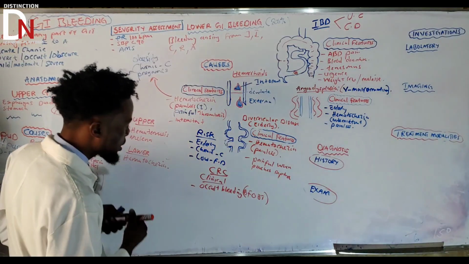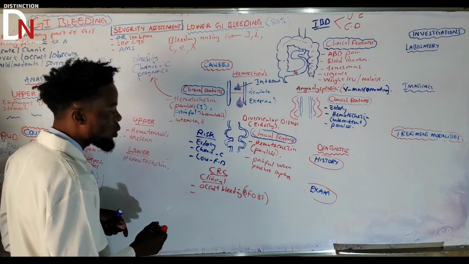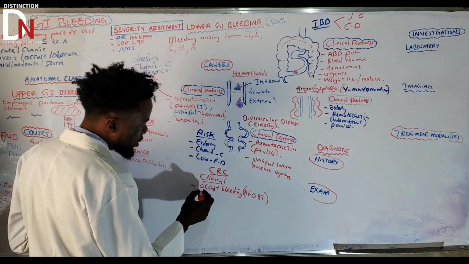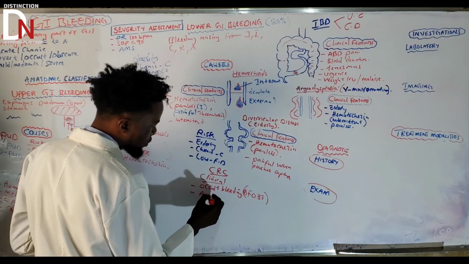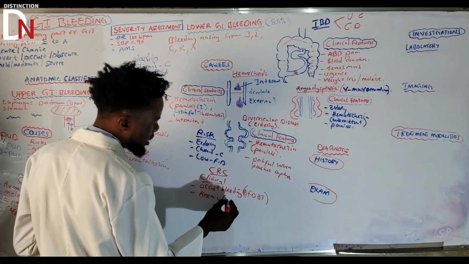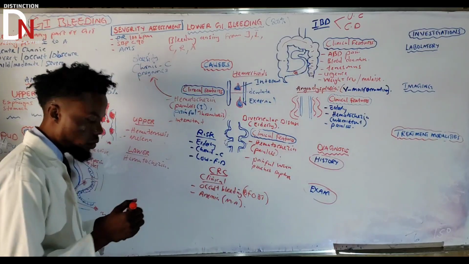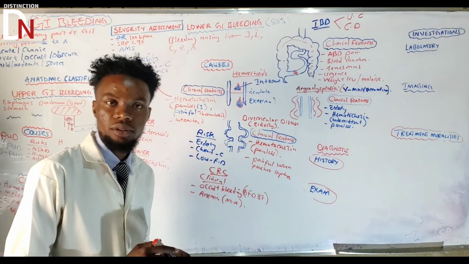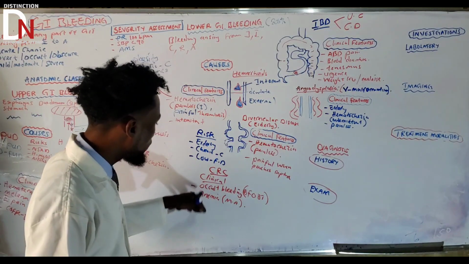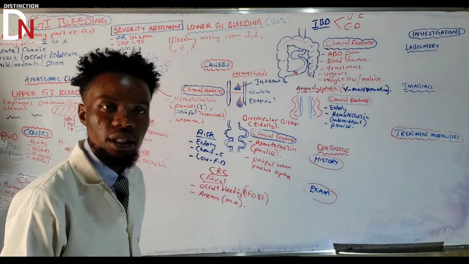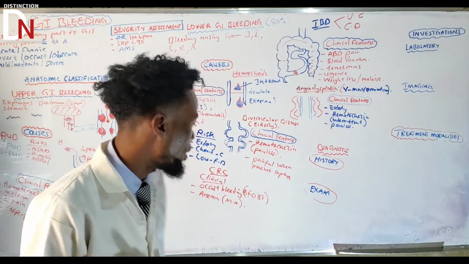It has been shown that occult bleeding is related to anemia. Basically, they say it has to do with microcytic anemia, or iron deficiency anemia. So you need to know that occult bleeding is commonly related with anemia.